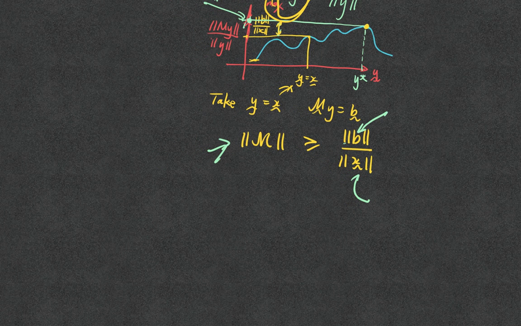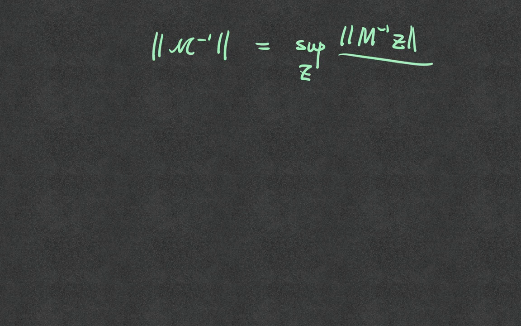Now, what happened to the inverse? That's also another way to think about it. Okay, what is the inverse of the M matrix? The norm of the inverse of M would be the supremum over the z vector of the norm of M inverse z divided by the norm of z, right? Okay, so far so good. It's just the definition of the matrix norm.